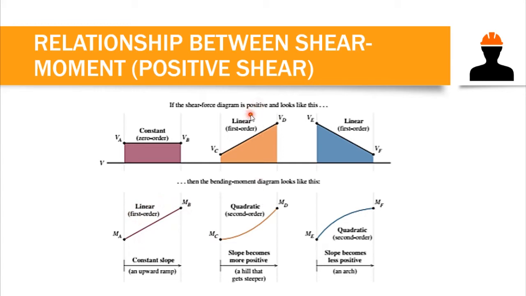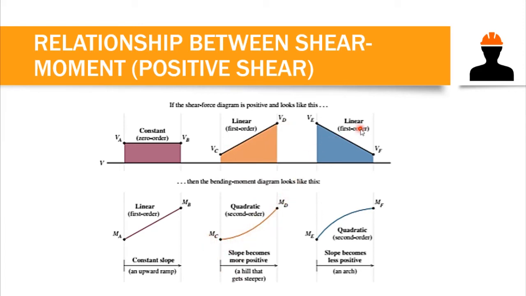Now, if our shear diagram is in first order, or linear, then our moment diagram should be in second order, or a quadratic equation. The curvature of our moment diagram in this case is upward. So we could say that if our shear diagram is increasing, then we have a smiley face moment diagram, like this one.